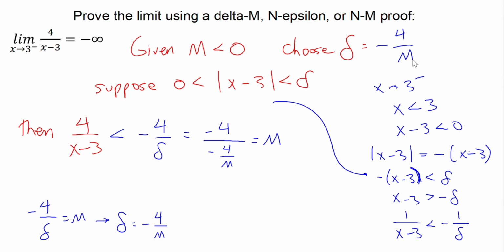And you might be a little wary of choosing a value for delta that seems to be negative, right? Because I think I've told you in the past that the delta always has to be a positive number. But remember that m is also negative. So if m is negative, we've been given an m less than 0, then negative 4 over m is actually a positive number. So we'd have chosen a positive delta, which was one of the constraints of doing these problems, is that delta always has to be positive.